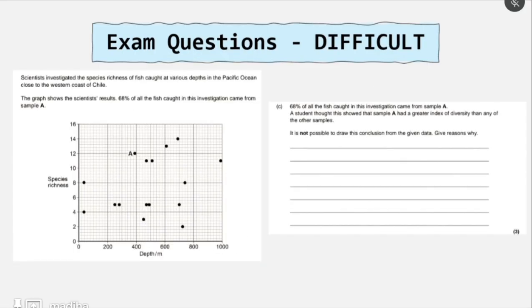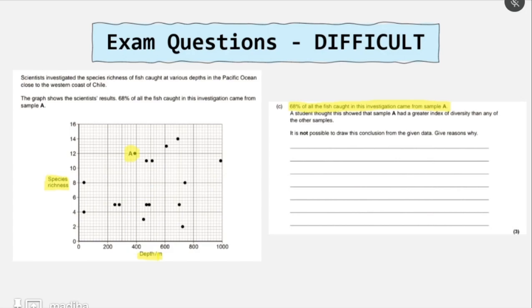So we've got to interpret this question. We've got a graph, as you can see here. This graph is showing different fish caught at different depths in the Pacific Ocean. On this axis we've got the species richness, so the number of different species within the community. And then we've got the depth, and over here we've got sample A, okay? The question is saying that 68% of all the fish caught in the investigation came from sample A. So out of all the fish they caught at all these depths, 68% of the fish came from A.